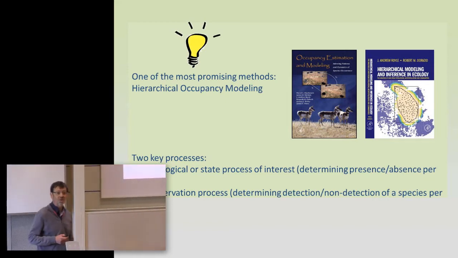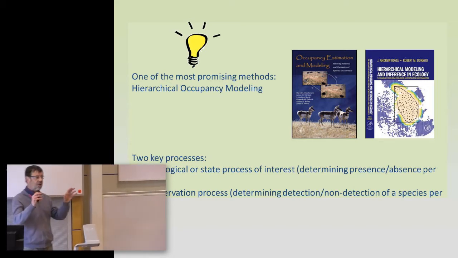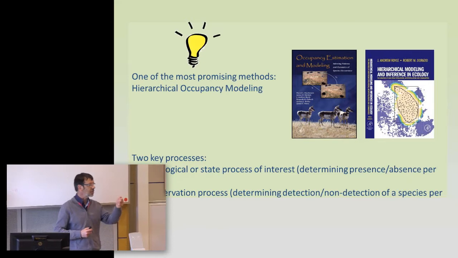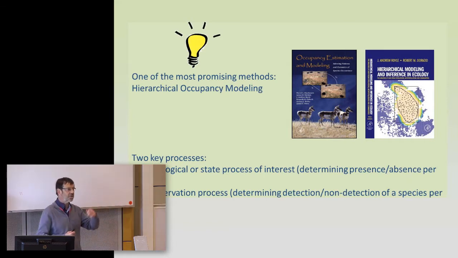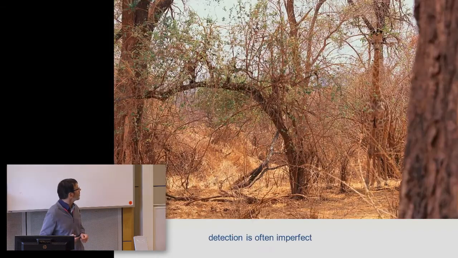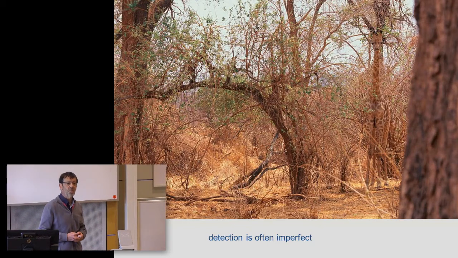It has two processes in the hierarchical model. One of them describes the ecological state we're interested in, the presence or absence at a site, but also a separate submodel describes the observation process which always accompanies inventories. And that's about detection and non-detection at the site. Now, I'm not entirely sure if you're all aware of the detection problem in nature, but I have an example here just to convince you that detection is often imperfect.